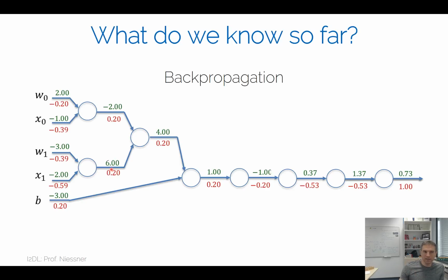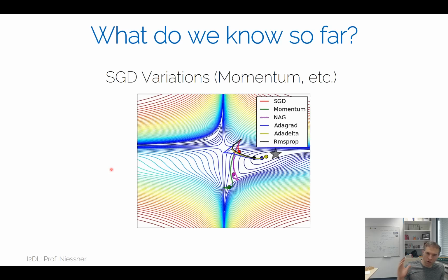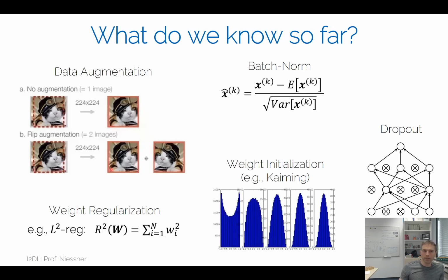We know how to compute gradients. We know how to do backpropagation very efficiently. We know how to optimize with SGD variations. Like Adam is probably our method of choice here. And we know various types of augmentations, like data augmentation, and then regularizers, such as dropout, weight regularization. We know weight initialization. We know batch norm now, stuff like that. So one thing we will notice now is, in principle, we know all the theory right now about neural networks. Not all the theory, but we know a lot of theory already.